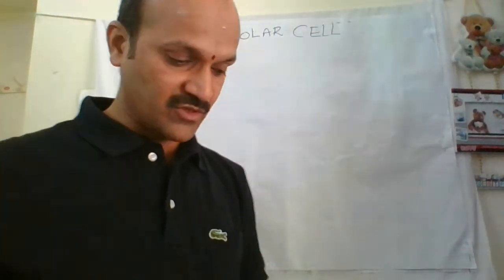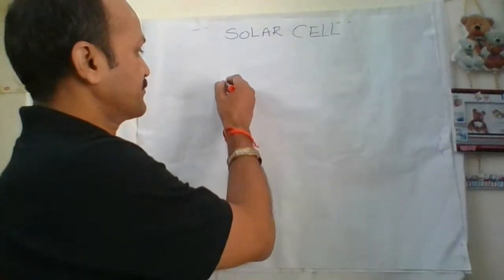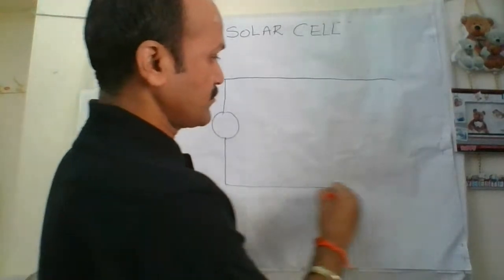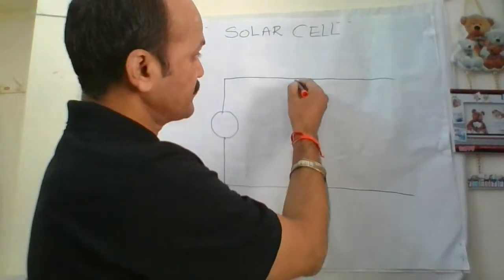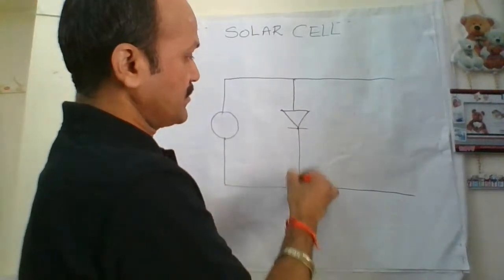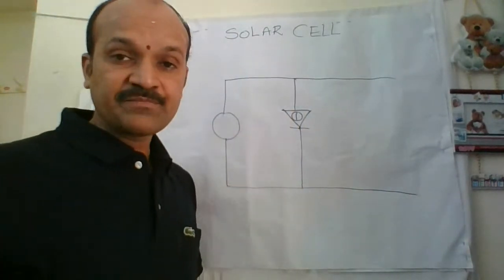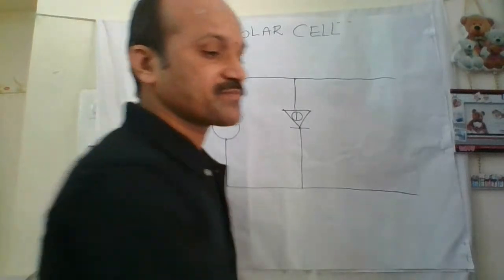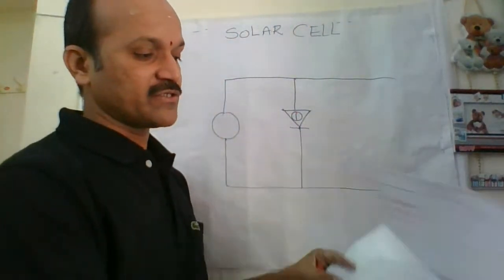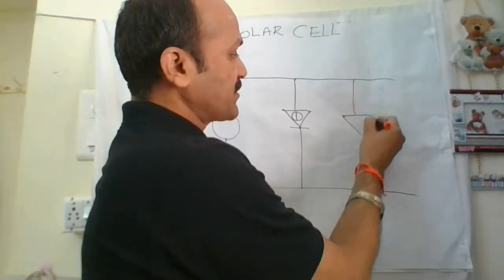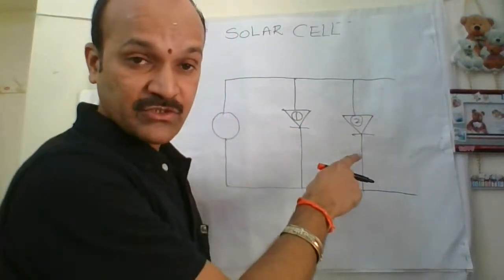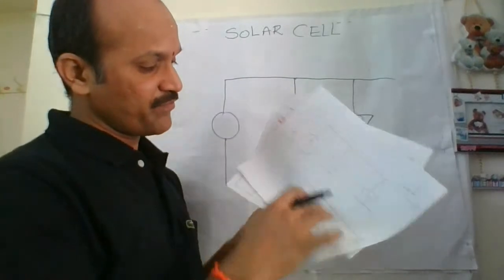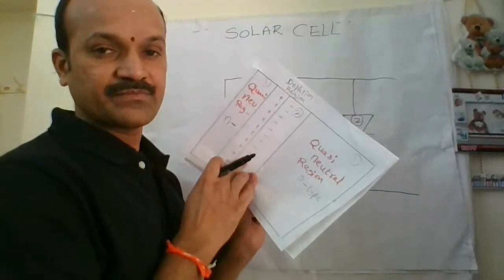Only that is also drawn, but not clear. So this is diode 1, representing a quasi-neutral region, where the main recombination takes place. Another region is the depletion region, and that depletion region is represented with another diode. Two diodes represent this depletion part, right? Clear?